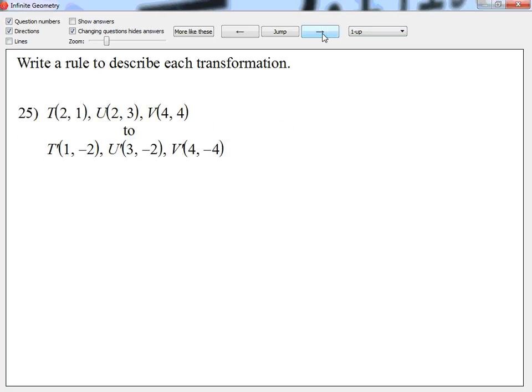Alright, let's take a look at number 25. I'm going to say V is not a good point to follow because I don't know if the x and the y are going to swap. Right, 4 and 4, I would not be able to tell. Let's follow T.